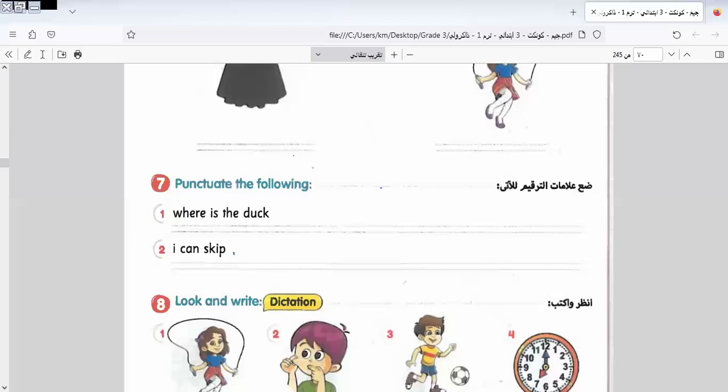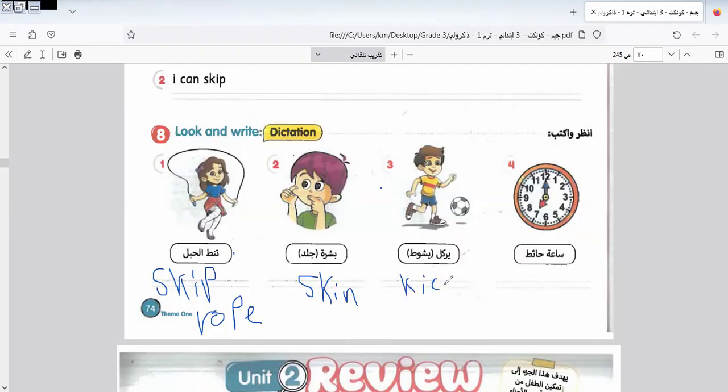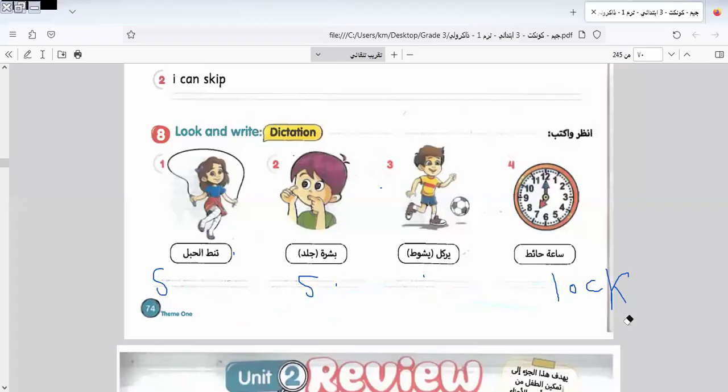Here is the dictation written in Arabic, and we write it in English. Here is, I can skip rope. Okay, skip rope. Here is skin. Okay, skin. If we keep the vocab, you can answer this question correctly. Okay, here is cake. I write it cake. It says here clock. If you study the vocab very well, you can answer this question. Okay, this depends on keeping the vocab. Let's go to another question here.